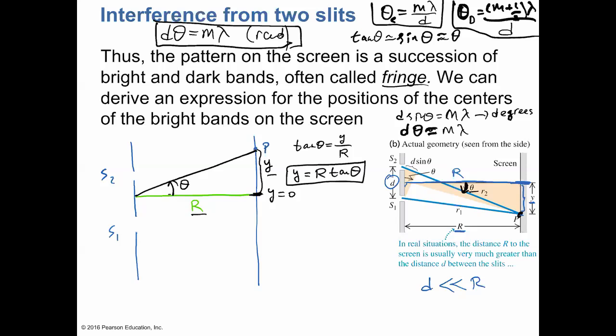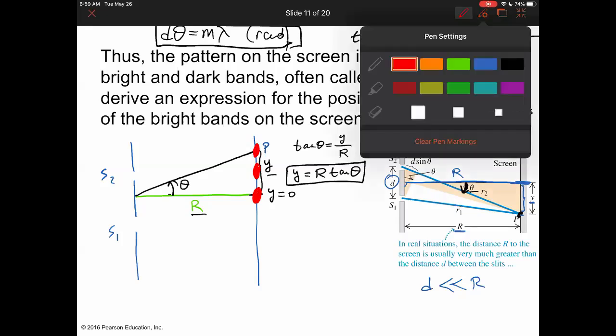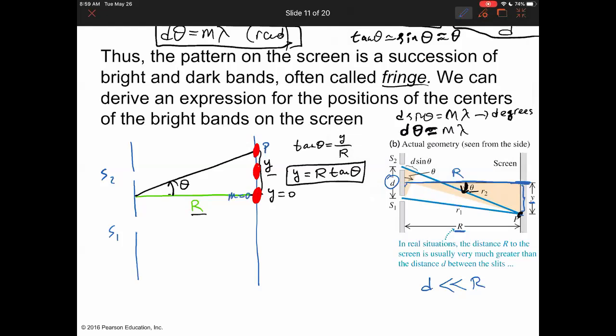This will allow me to find that position P. Or maybe I want to know the vertical position of the third bright spot. So let's say I have here a central one, and here's a second one. Remember, this is m equals 0, m equals 1. Let's say here I have the second bright spot above the central one. If I'm doing the orders, this is m equals 0, this is m equals plus 1, this is m equals plus 2. Then let's say I want to know the vertical position of the second bright fringe above the central one. Then I can use this equation to calculate that.